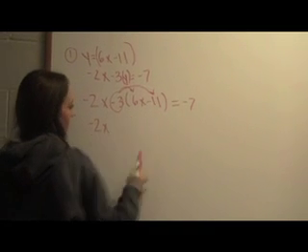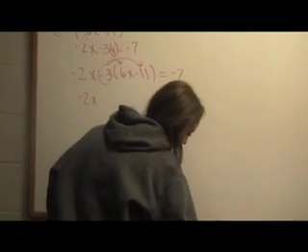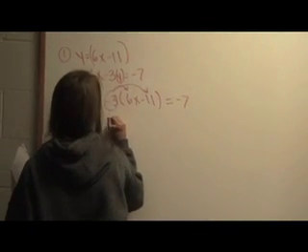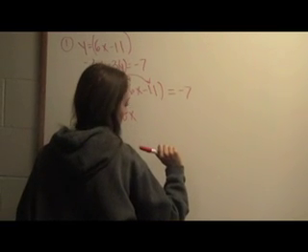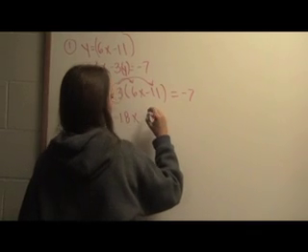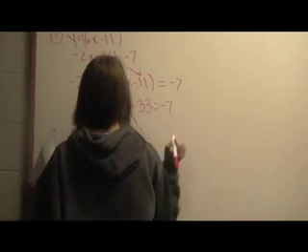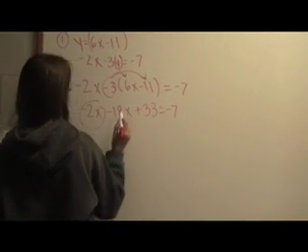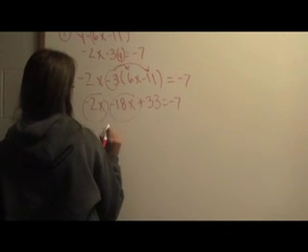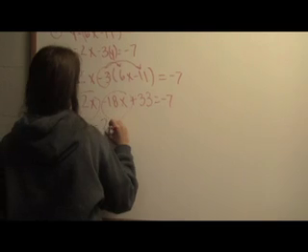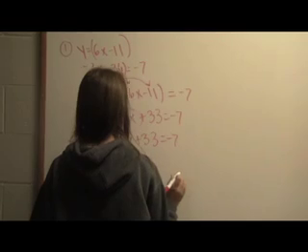So -3 times 6 is -18x, -3 times -11 is 33. Equals -7. So you take your -2x minus 18x is -20x, plus 33 equals -7.